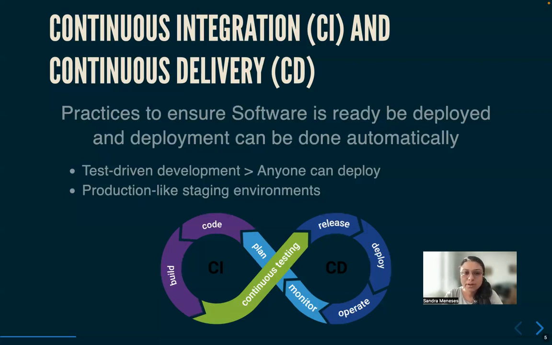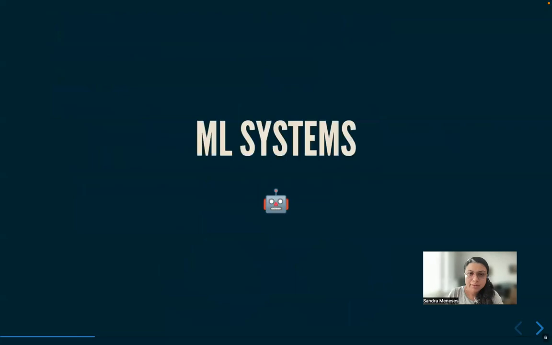For that, we also need to have production-like staging environments so that we can test everything before in an environment that is very similar or equal to the production environment to be sure that once it's in production, it will work in the same way. So this is what DevOps is.